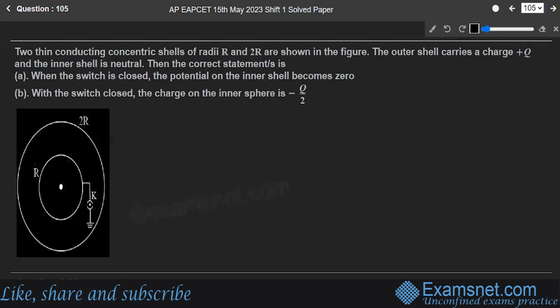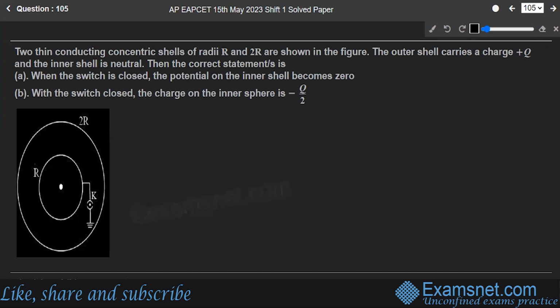Next is question 105. The two thin conducting concentric shells of radii R and 2R are shown in the figure. The outer shell carries a charge of positive Q and the inner shell is neutral. Then the correct statement is: number 1, when the switch is closed, the potential on the inner shell becomes 0. Number 2, when the switch is closed, the charge on the inner sphere is minus Q by 2.